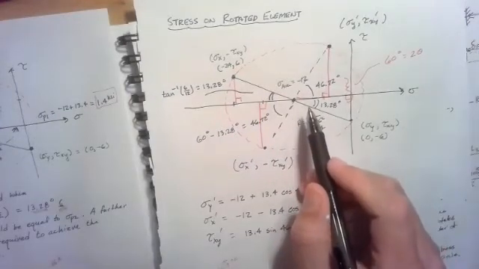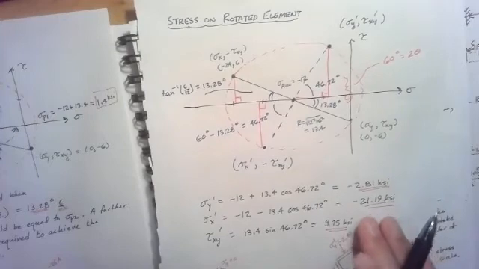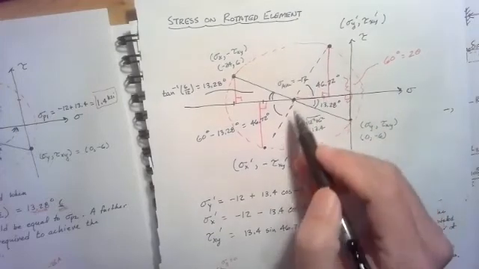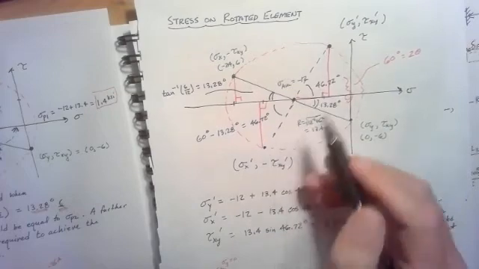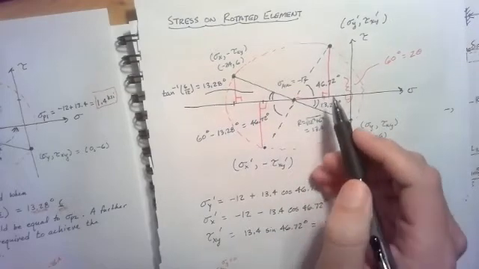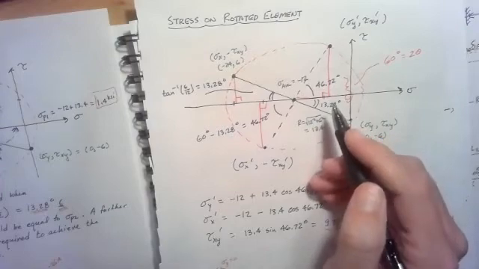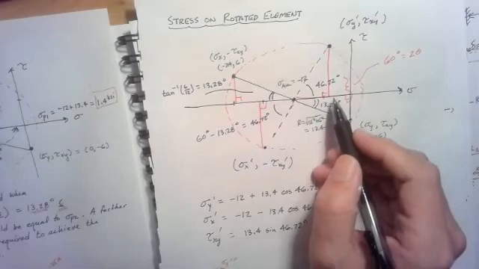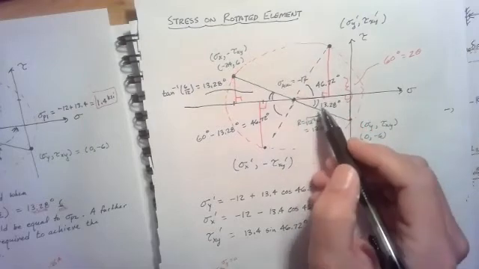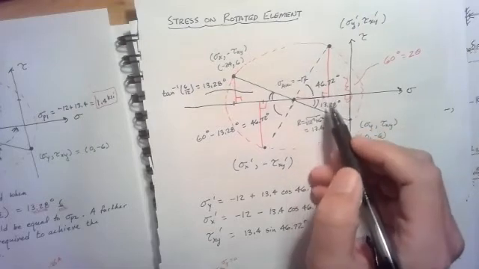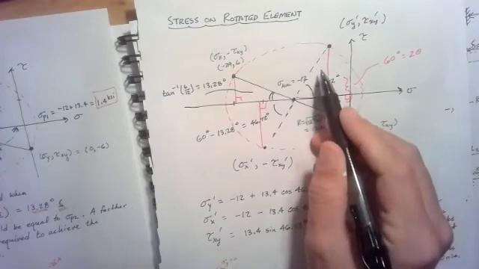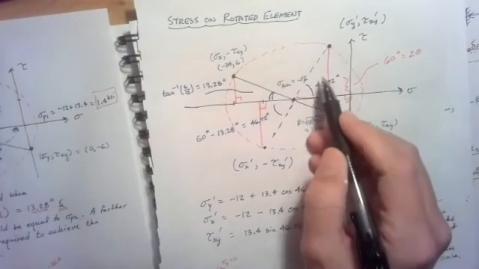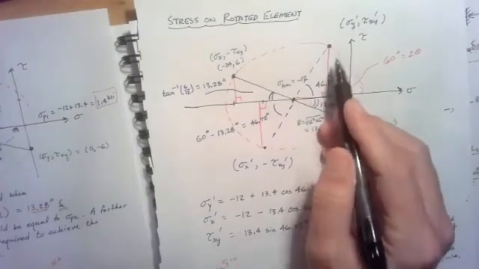So I can also identify the location of these other endpoints, which is what I really want for the stresses on the rotated element. So I want to rotate my element counterclockwise by 30 degrees, so I have to rotate Mohr's circle by 60 degrees, the diameter by 60 degrees.